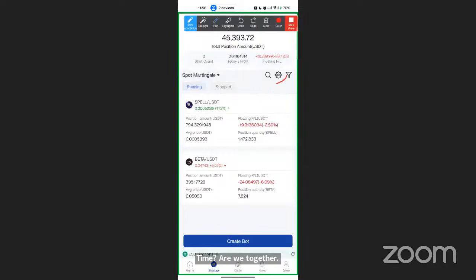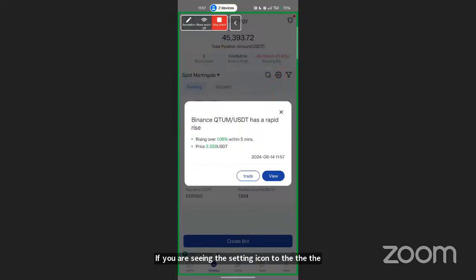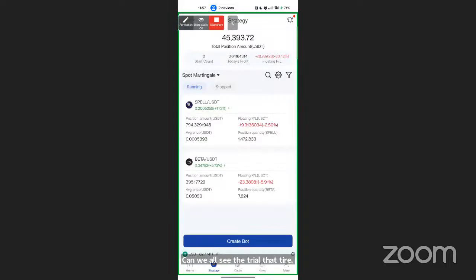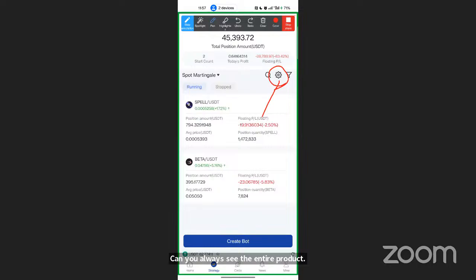I tap on this setting icon. If you are not seeing the setting icon, I'm talking about the tire of a tractor. Can you all see the tractor tire? This tire is for a tractor. All the tractors have now changed. That one. So I tap on it.